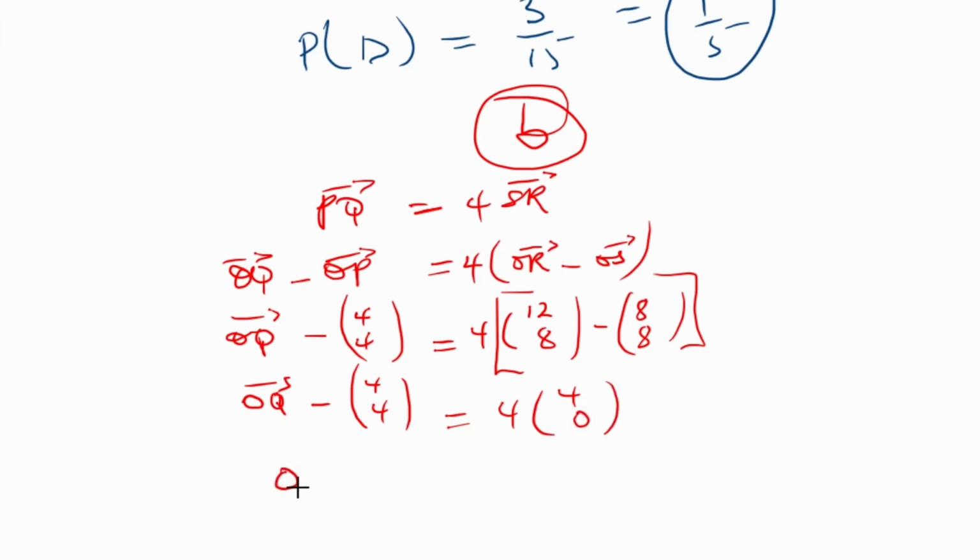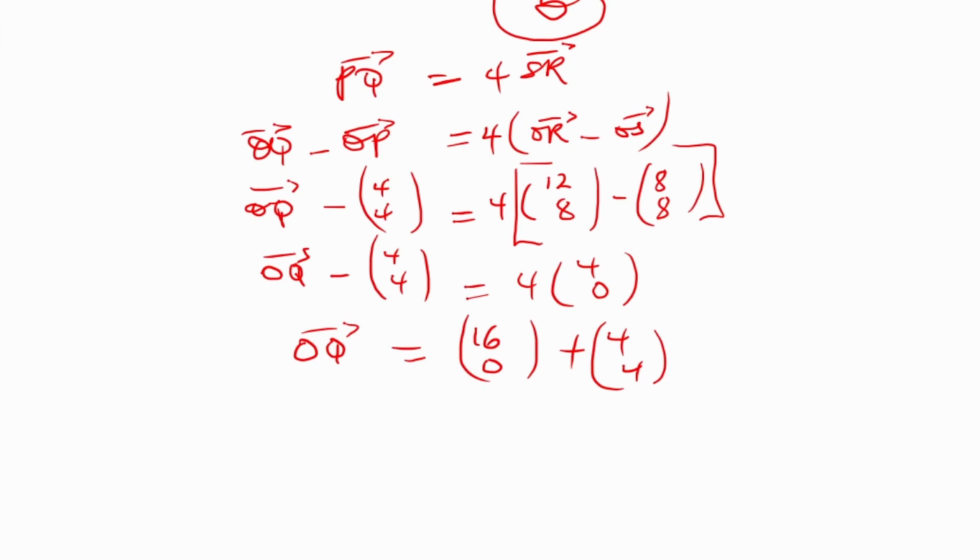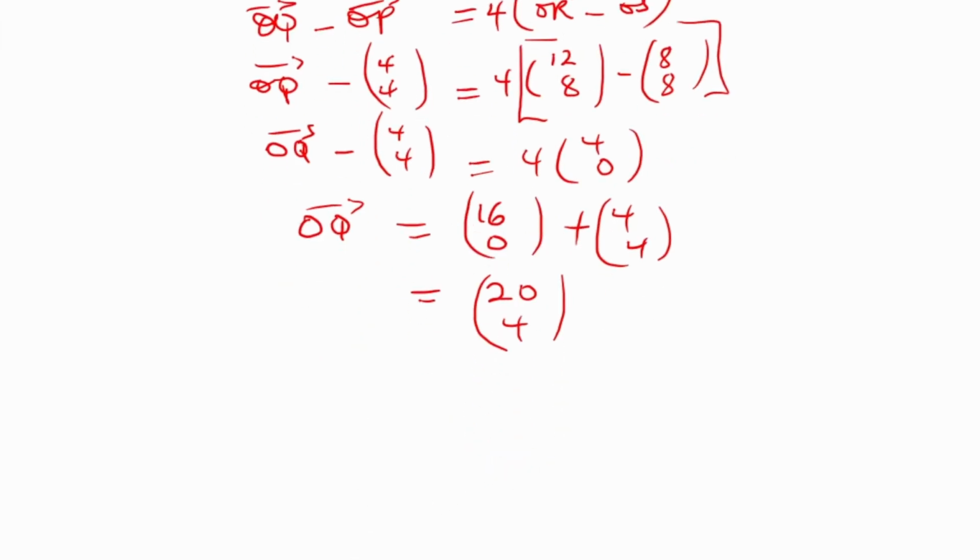Simplifying and rearranging, we are going to have vector OQ equal to 16, 0, which is what we got from here, plus 4, 4 when we rearrange. Remember, it's not a fraction, so don't bring over, it's a vector. Then working it further, we are going to have 20, 4. So that means the coordinate of the point Q will be 20, 4, and that is our answer.